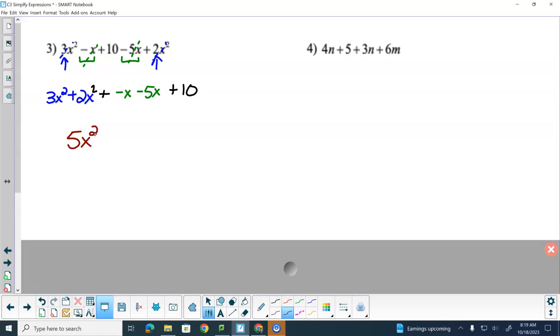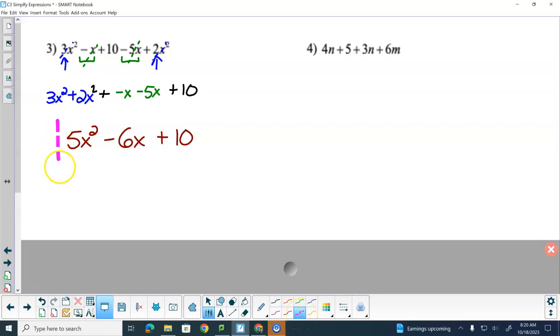Okay. All right. If you've got -1 sharks, and I take 5 sharks away, how many sharks do we have? Nope. You got -1, and I take 5 away. -6 sharks. And then the plus 10 just comes along for the rest.